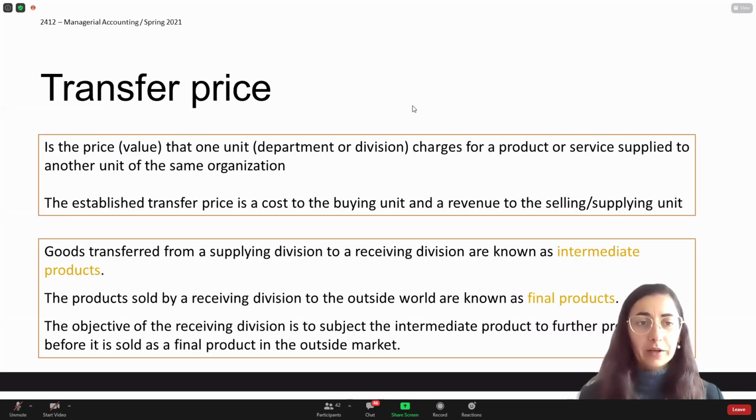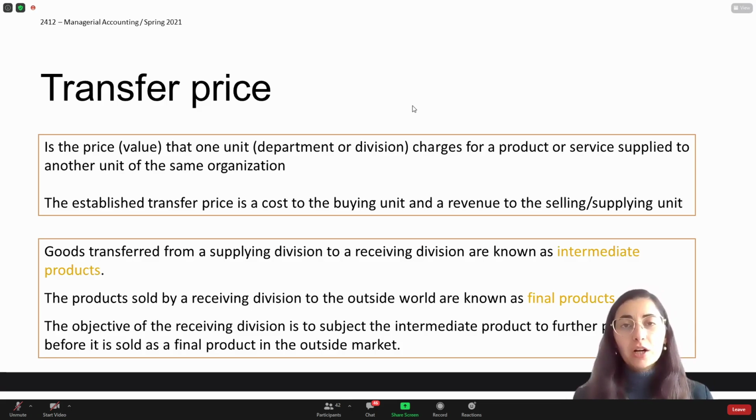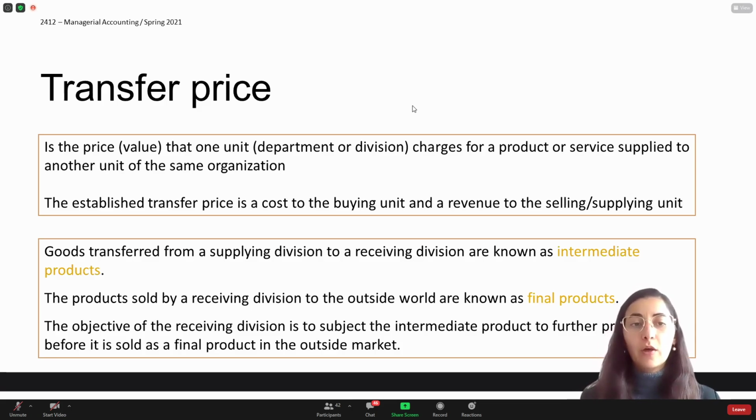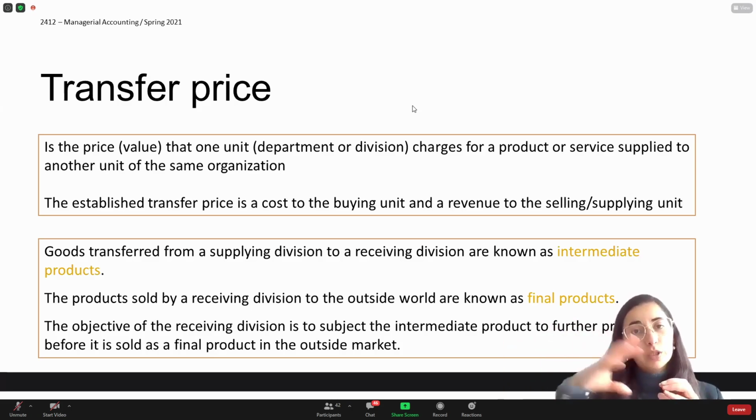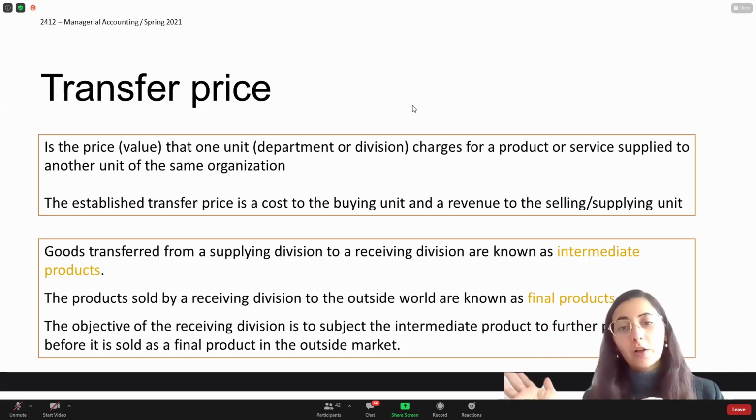So what is transfer pricing? The transfer price is the value that one division charges for a product or service supplied to another division of the same organization. The established transfer price is a cost for the buying unit. If we think about the company that produces the soap in Portugal and is selling to the division in Spain, for the division in Spain that is purchasing the soap from Portugal, that is a cost. And for the division in Portugal that is selling the soap, that is a revenue.